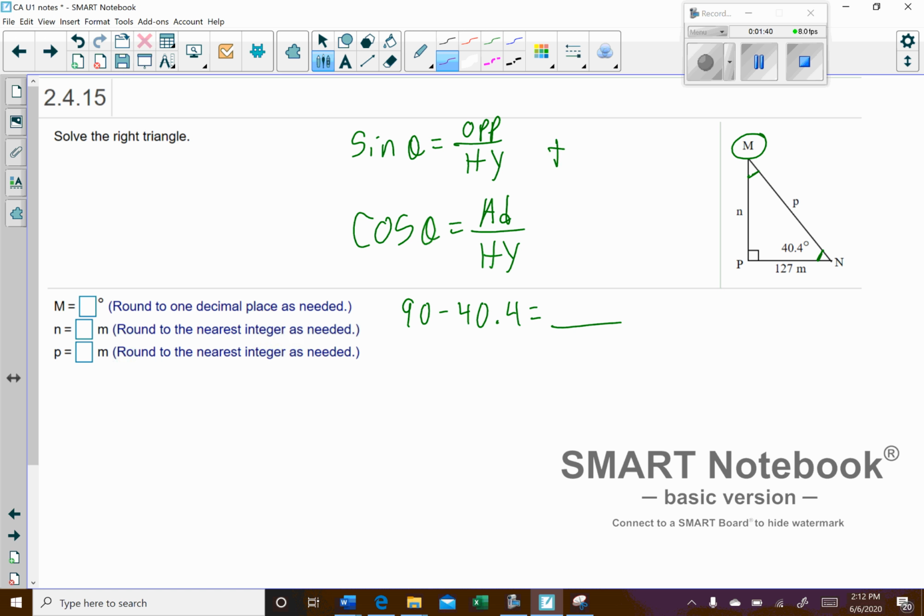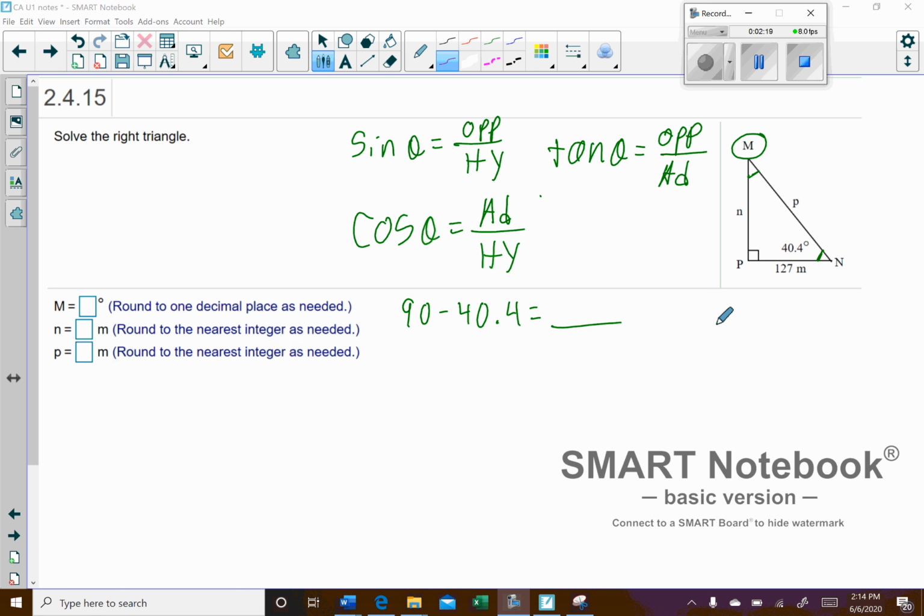You could also do tangent. Tangent is going to be opposite over adjacent. So you can see that you could do that for angle N because you don't know opposite, but you know adjacent. Or if you go from angle M, you do know your opposite, but you don't know adjacent. So really, there's a lot of ways that you can approach this. I'll work one of these, and then I'll let you do the other one. Why don't we work with tangent?